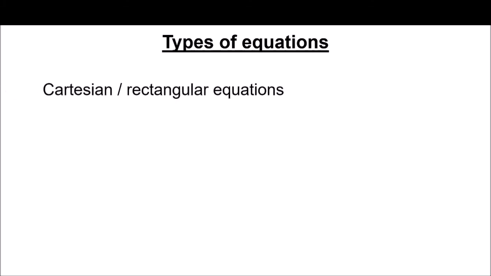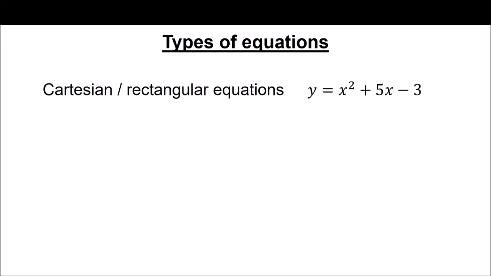So let's talk about different types of equations. First up, we've got Cartesian or rectangular equations. And that's that common type of equation that you've probably worked with the most in your previous work, right? Those equations where we've got just one dependent variable, often called y, and then just one independent variable, often called x, right? And those variables can show up more than once in the equation.